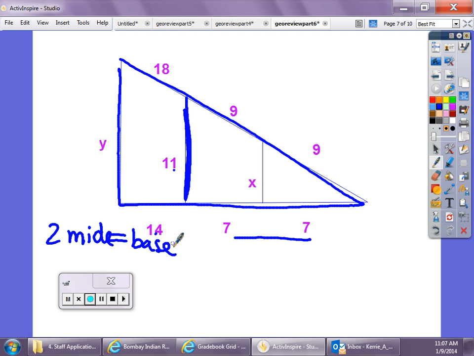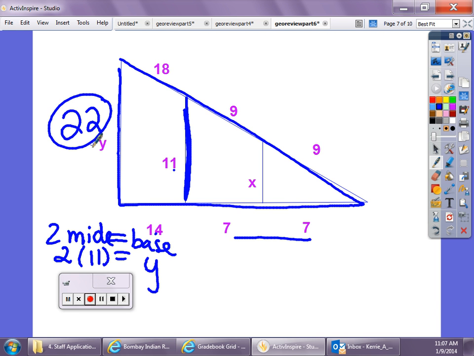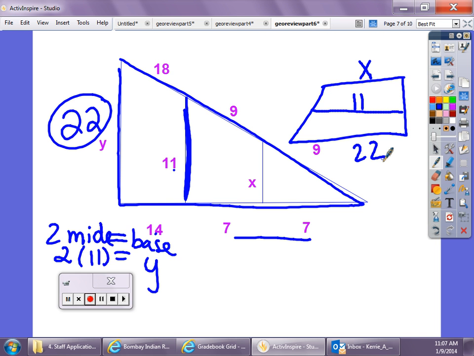Okay? So 2 times 11, which is my mid, equals my base, which is y. What's 2 times 11? So y is equal to 22. This is 22. Okay? Now, I don't like this twisted this way. I think it's hard to see, so I'm going to upright it. So, undo that. This is x, this is 11, and this is 22.